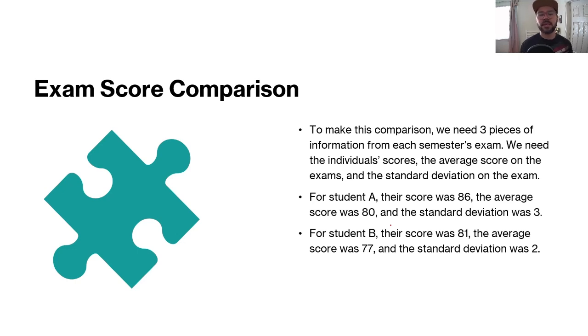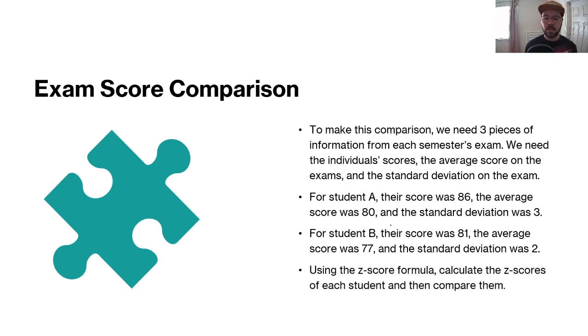Now, at face value, the raw scores themselves, a student performing at an 86 versus a student performing at an 81, we might want to jump to the conclusion and say, well, of course, obviously, student A did better. But if you keep in mind that the exam student A took is not the exact same exam student B took, then we can't make that direct comparison of only using their exam scores themselves. We need to convert them into z-scores. So using the z-score formula, we're going to calculate z-scores for each student and then compare them.